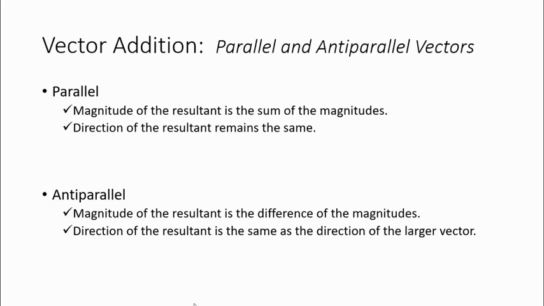So adding parallel vectors is pretty straightforward. The magnitude or size of the resultant is the sum of the magnitudes of the vectors that you're adding. And the direction of the resultant is the same as the direction of the vectors that you're adding. Because if the vectors are parallel, they have the same direction. So the direction of the resultant is the same direction that you started out with.